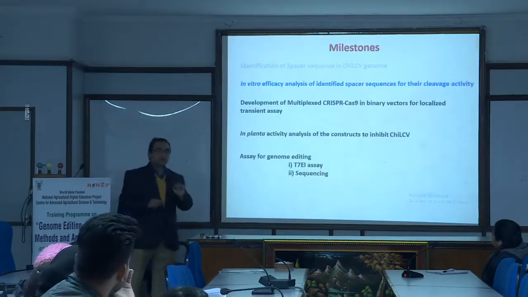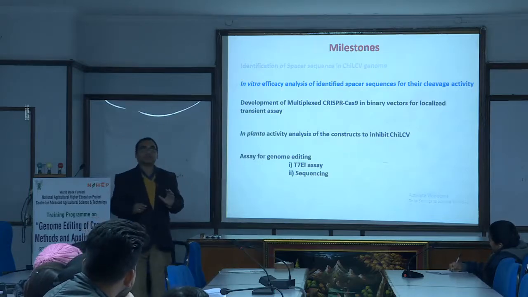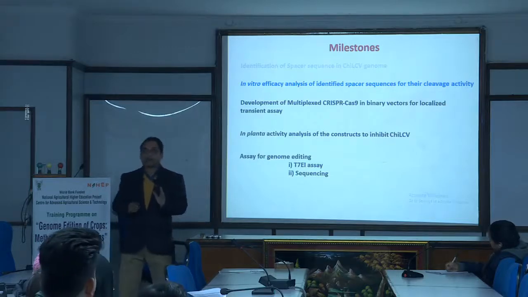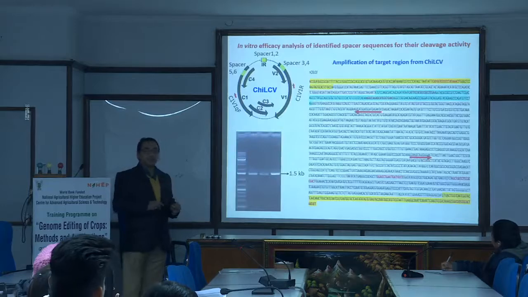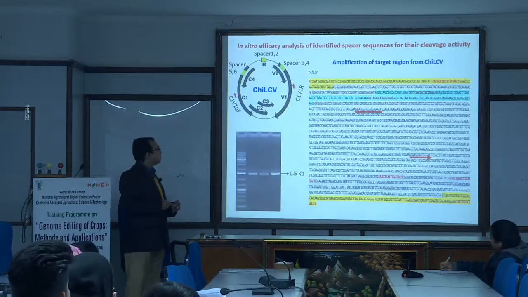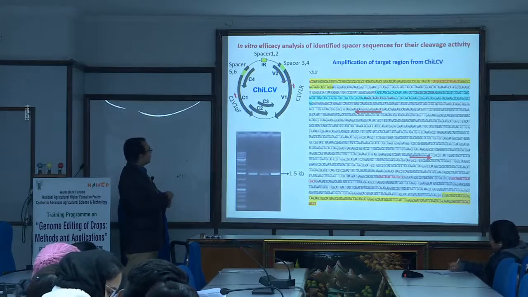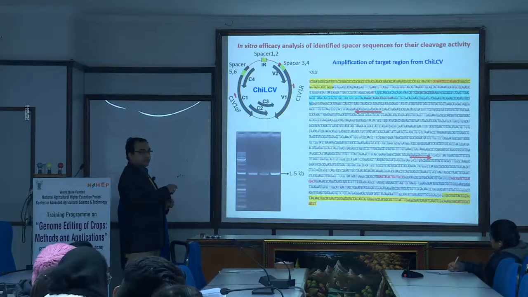So, after choosing the spacer sequences, the next thing is whether all these 6 spacer sequences are effectively able to cut the viral DNA under in vitro conditions. So, we did an in vitro efficacy analysis, as I have told you in your practical. We first designed a primer in the viral genome so that we can amplify a target region, which will have all these spacers' target sequences.